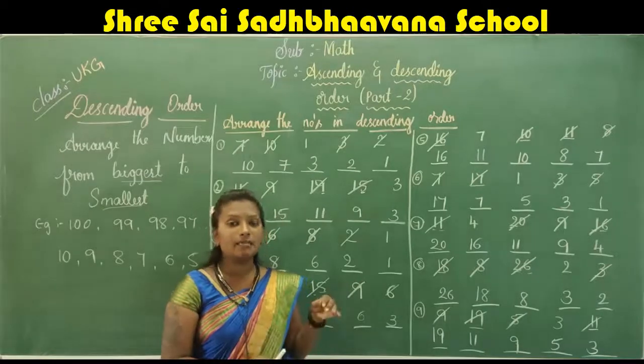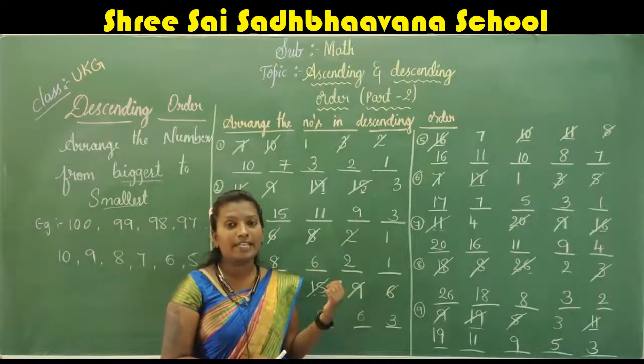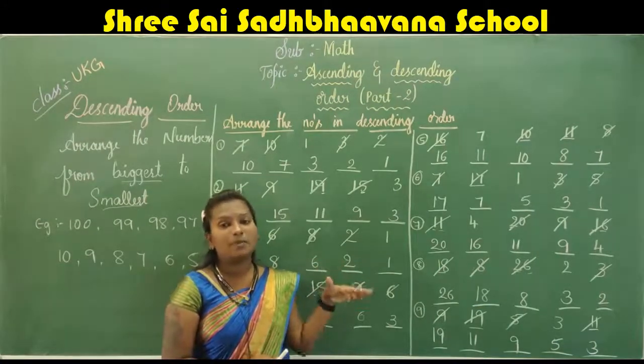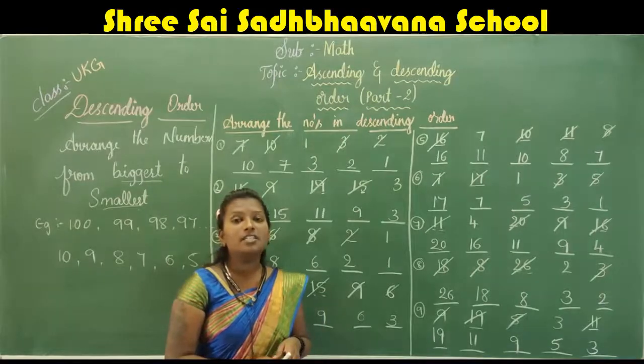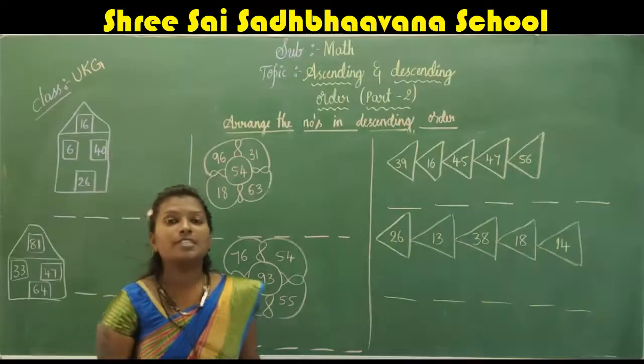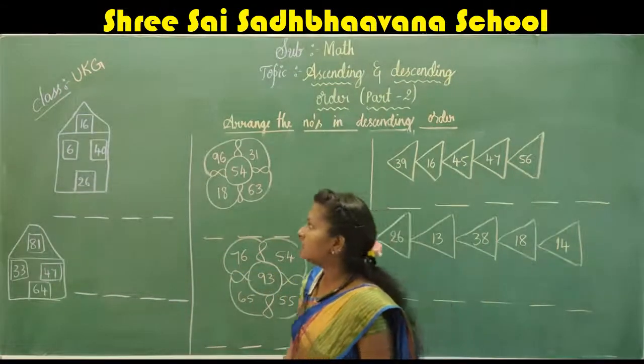Because descending order is nothing but arranging the numbers from big to small. We have to arrange the numbers in descending order, a backward number order. Children, now we'll go for the next part. Using a diagram, let us learn descending order.